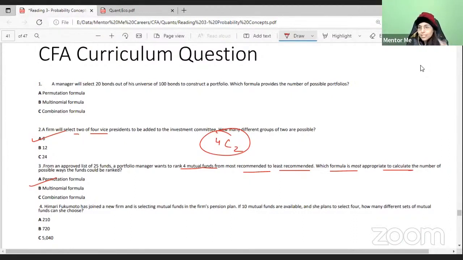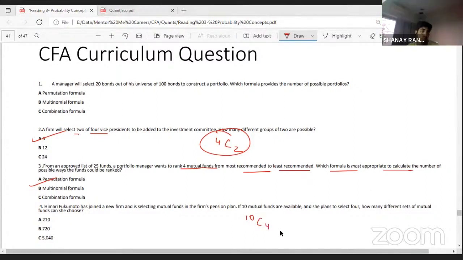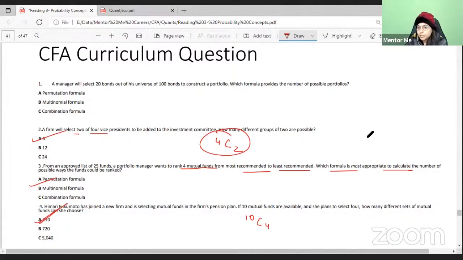Yeah, so we just have to select a few out of the total, right? अभी order उसमें भी important नहीं है. So 10C4 should be the answer. What is 10C4? If you calculate it, 210. Yeah, 210, A should be the answer. Understood everyone? ठीक है. So probability concepts is done.